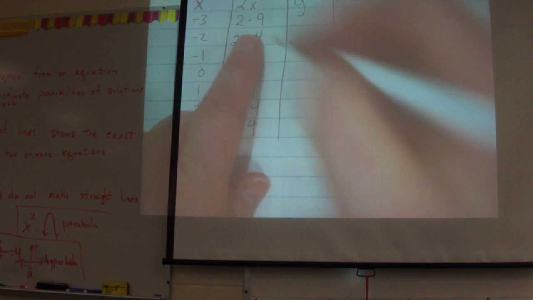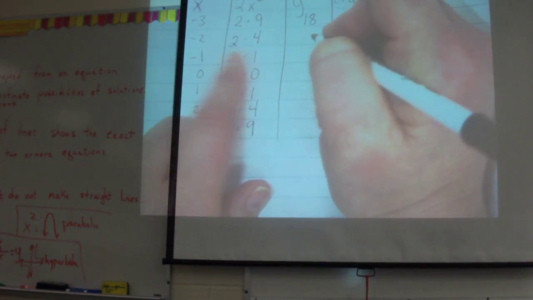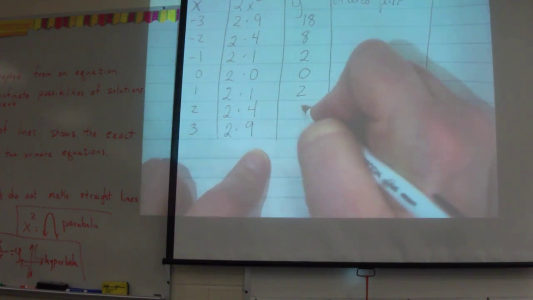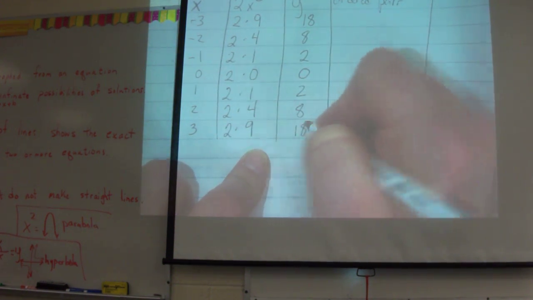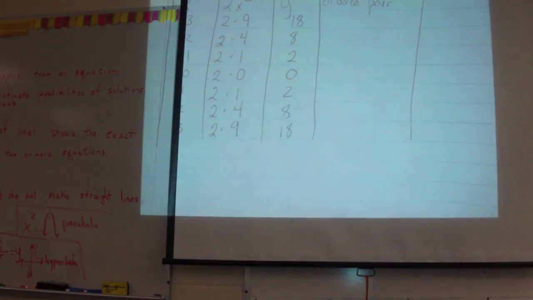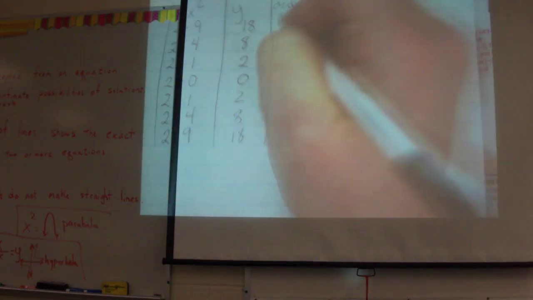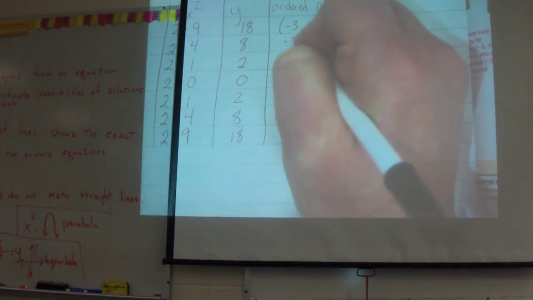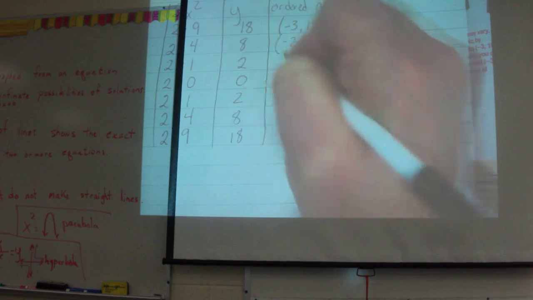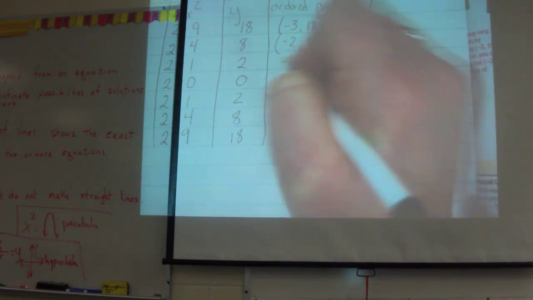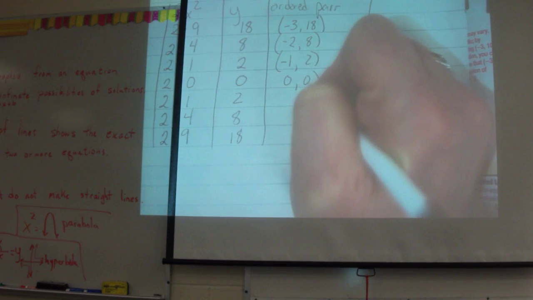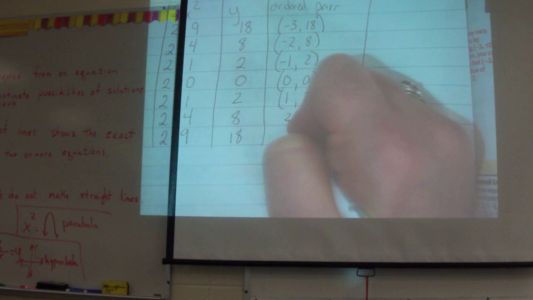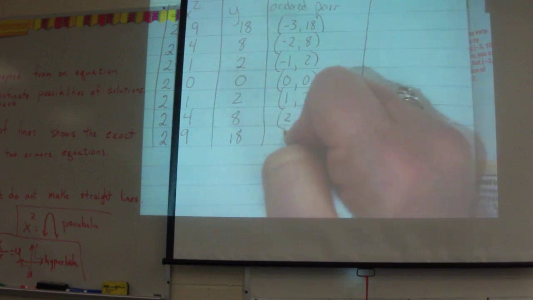That's the combination. So 2 times 9, we've got 18. 2 times 4 is 8. 2 times 1 is 2. 0, 2, 8, 18. Now ordered pairs. Negative 3, 18. Negative 2, 8. Negative 1, 2. 0, 0. 1, 2. 2, 8. 3, 18.